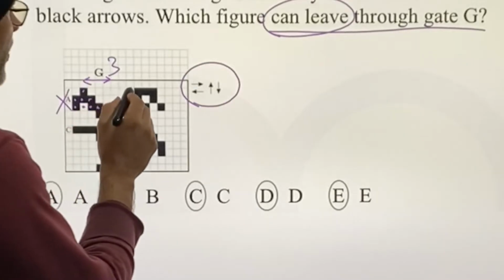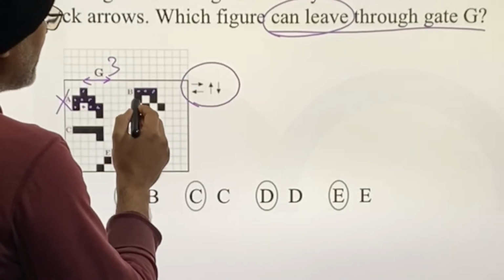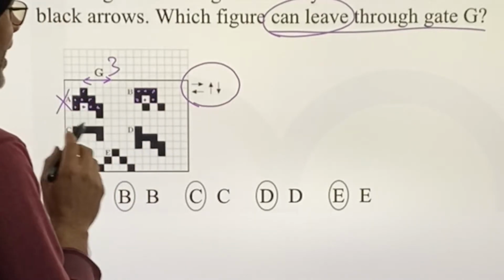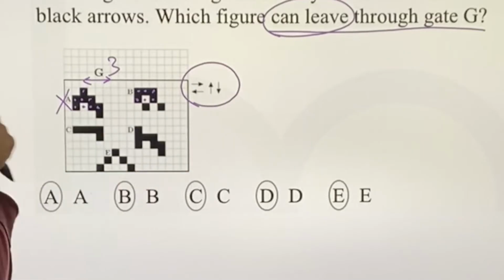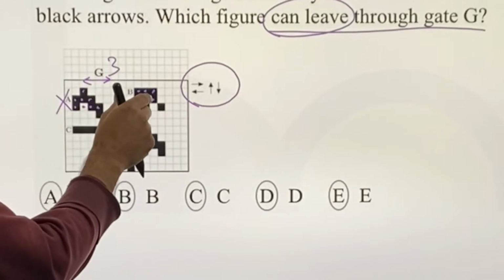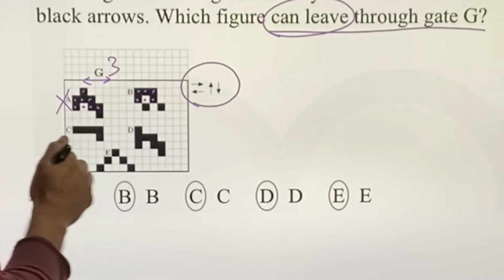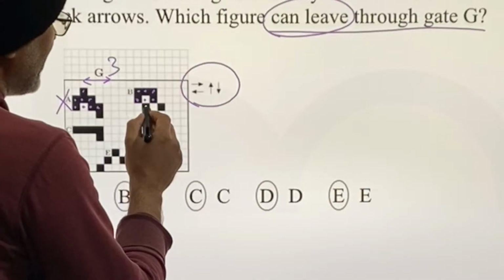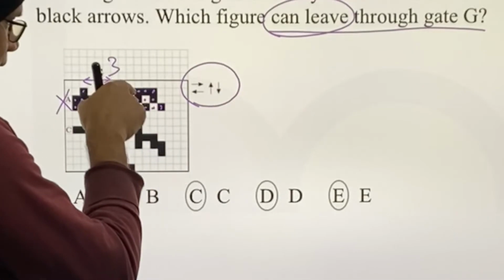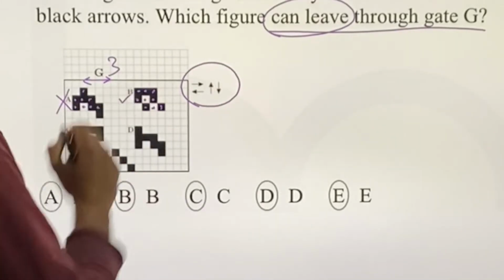Let's take B. 1, 2, 3. That is fine. 1, 2, 3. That is fine too. And then remember that I can move sidewise. So once the 2 levels are out, I can always move the structure this way. And then the next level will be 1, 2, and 3. So at all the levels it is 3 units wide. So looks like B can work.